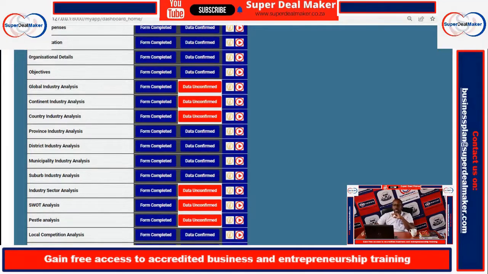Now we want to look into the global industry analysis. You can see the form is already populated, but when you do yours, the form completed and data confirmed will both be red, because the app doesn't complete the industry analysis. We don't have that data as yet of different sectors in terms of consumption globally.